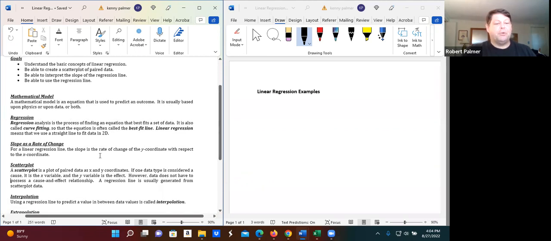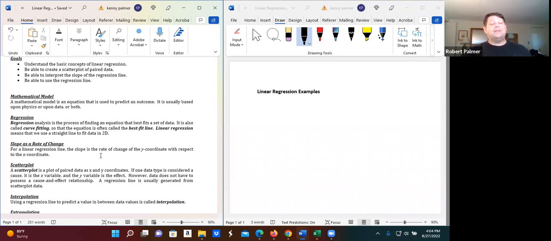Basically, for a linear regression line or any line, the slope is the rate of change of the y coordinate with respect to the x coordinate. And for a straight line, this rate of change is always constant. And that rate of change often can help us to understand how to interpret this best fit line and kind of what it means. And then we can determine from one data point to another how much we expect it to change.